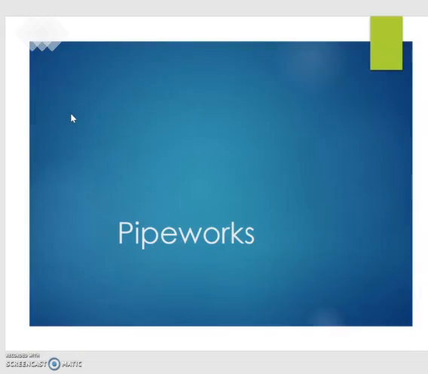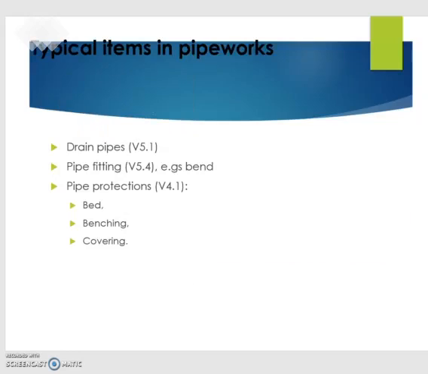So pipe works. Pipe works normally for sewerage is being described under V.5.1. Pipe fittings will be under V.5.4. And pipe protections V.4.1. So what is basically a pipe protections? Okay, pipe protections is normally coming with bed, benching and covering.